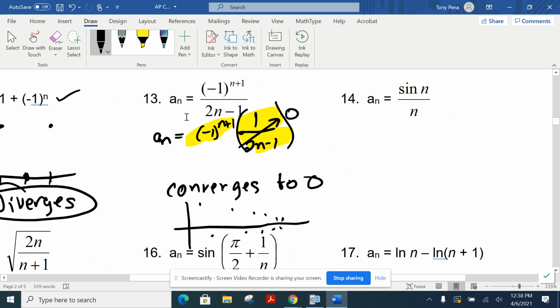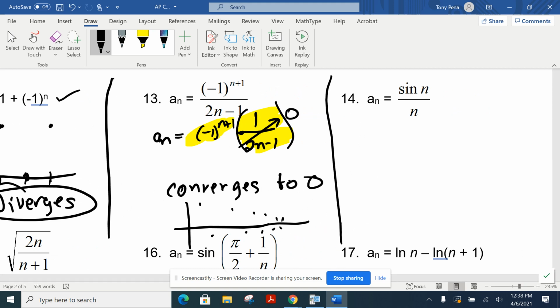Write down what you think for 14. This is a common little question, but it's the first time you will have seen it. So what happens to this as n goes to infinity? You can think of yesterday's notes, where's the faster growing function at? It's that idea.